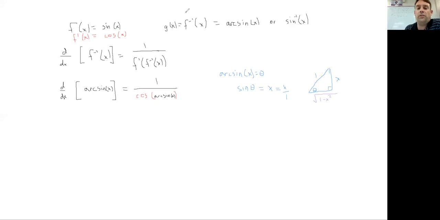So when I'm saying cosine of arcsine of x, what I'm really saying is that it is the same thing as cosine. The adjacent, or cosine, would be the adjacent over the hypotenuse. So we end up with the square root of 1 minus x squared over the hypotenuse, which is the same thing as the square root of 1 minus x squared over 1.